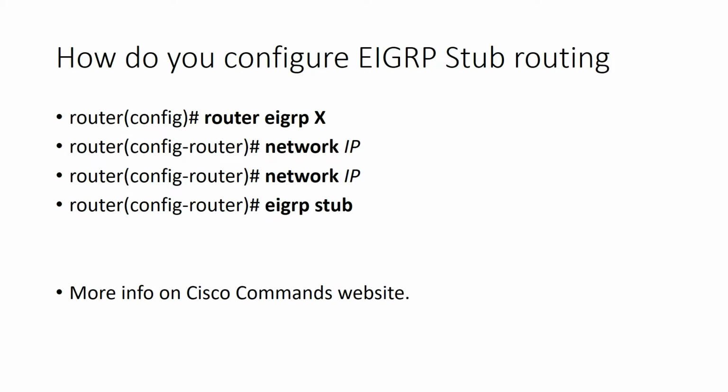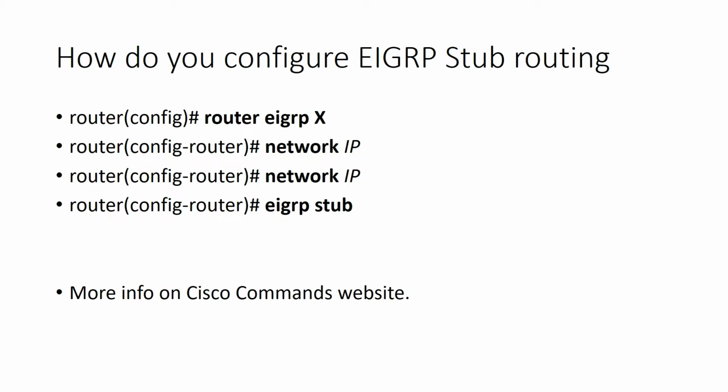So how do you configure EIGRP stub routing? It's pretty similar to just configuring EIGRP. Our first command is router eigrp X. X is representing our autonomous system number. In the last example, we used 100. Our next command is network, then the IP address of our router. Once again, we're using a second router here. So we have network and then the IP of our router. And then you want to put each one of these in the EIGRP stub setting using the eigrp stub command.